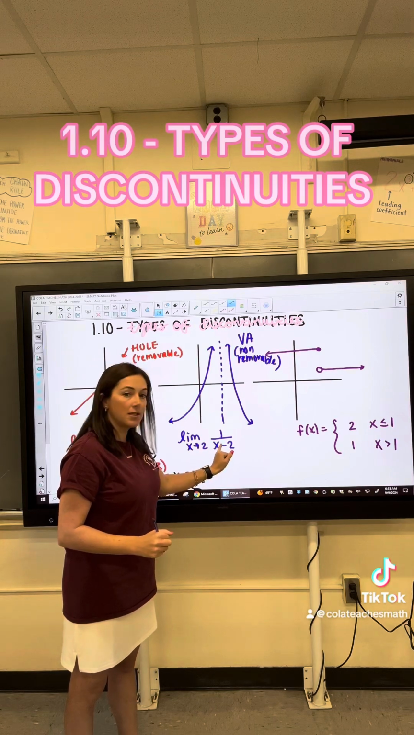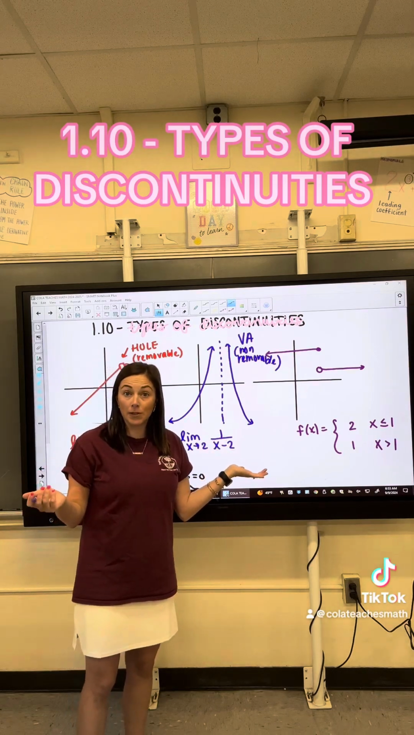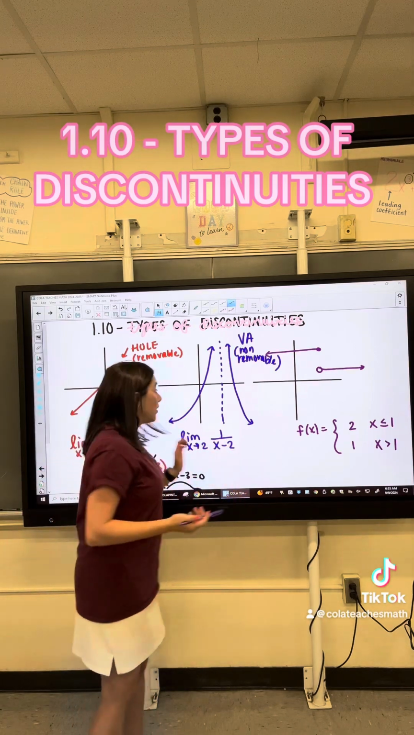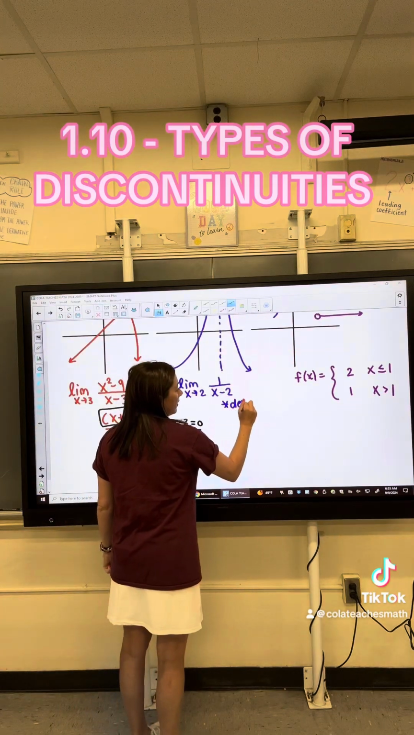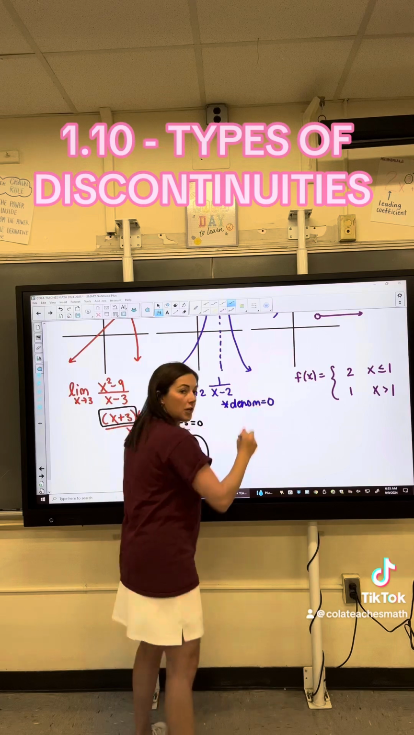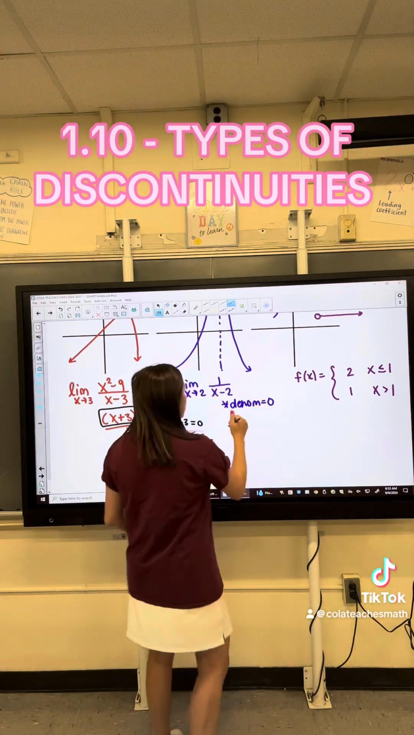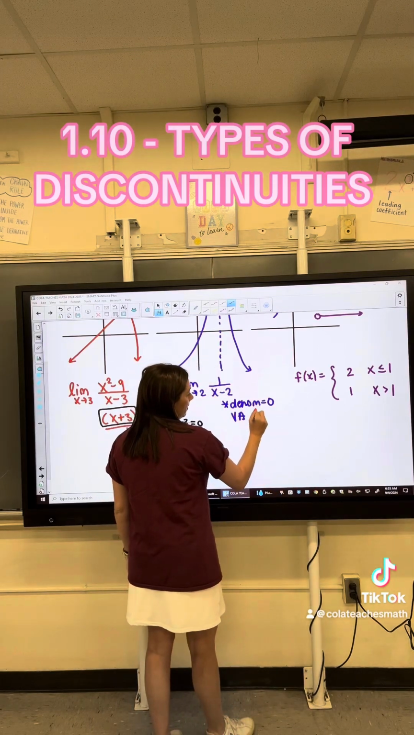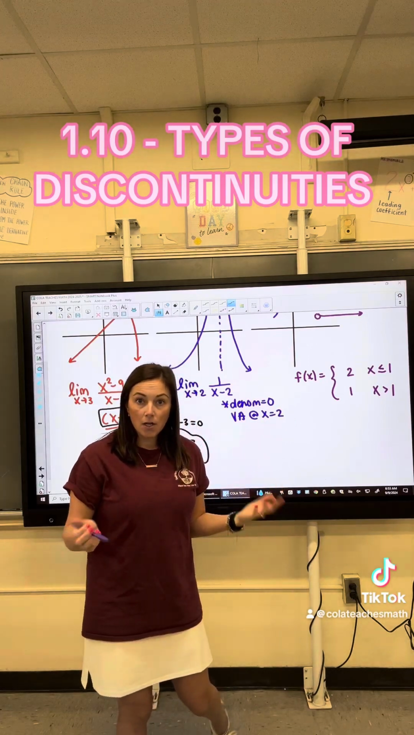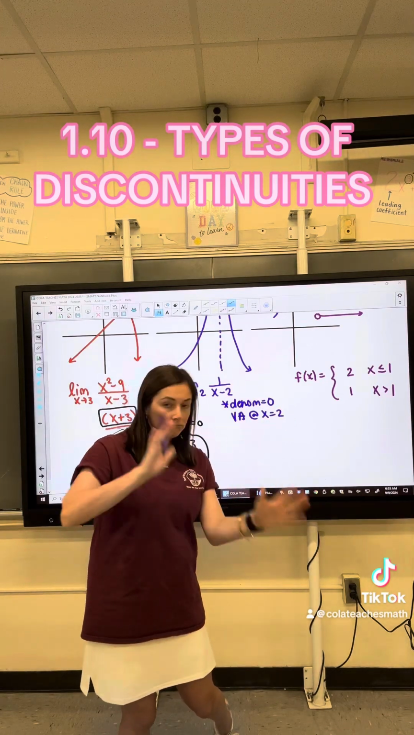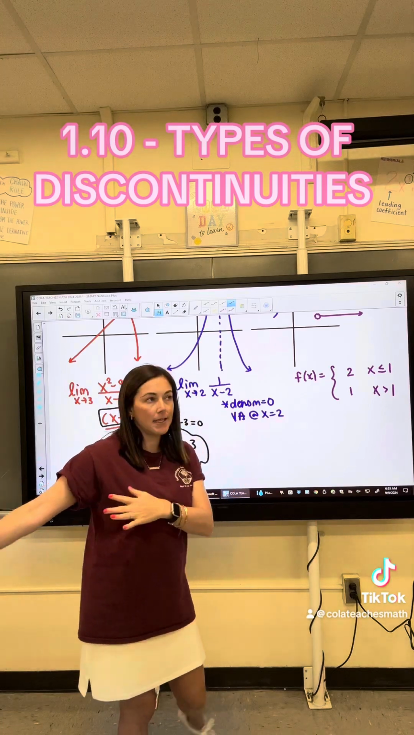If we plug in x is equal to 2, you're going to see the bottom is equal to 0. That's bad. So anytime the denominator equals 0, that's the definition of a vertical asymptote. So there's going to be a vertical asymptote at x is equal to 2, which is why we are not continuous.